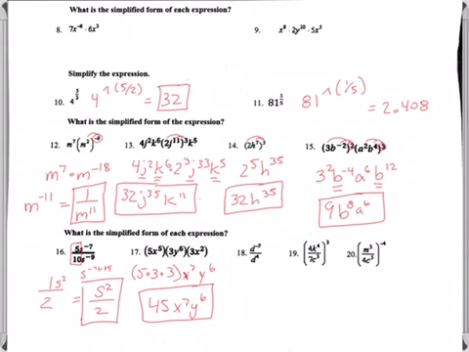For 18, you're going to subtract the exponents. So that's -7 minus 4, which gives us d to the negative 11th power, which, because we don't want negative exponents, we put 1 over d to the 11th power.